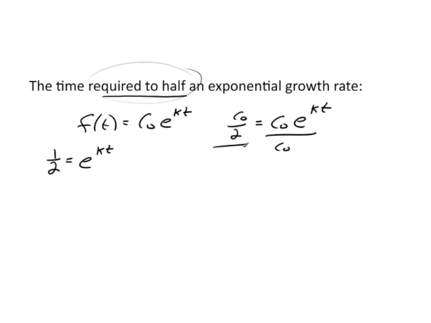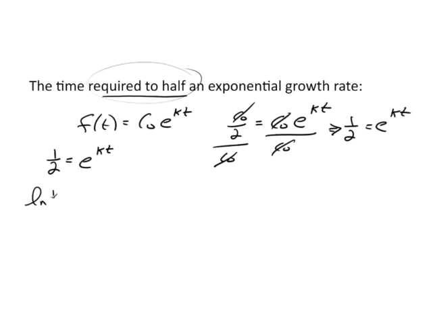Again, if I divide both sides by c naught, the initial value is going to cancel out everywhere. And again, I'm left with 1/2 equals e to the kt. So if I wanted to triple it, I would just set this equal to 3. If I wanted to find out how long it takes to end up with 1/4 of what I started with, I'd set this equal to 1/4. Same idea. So now, obviously this has to be a decay model because I'm looking at 1/2 of what I started with. So I know that k is actually going to be a negative number.